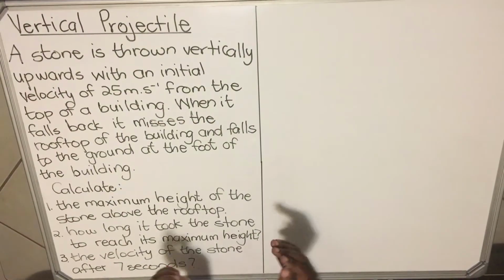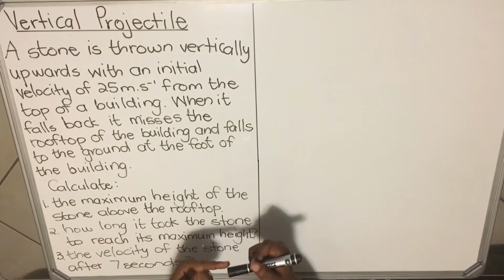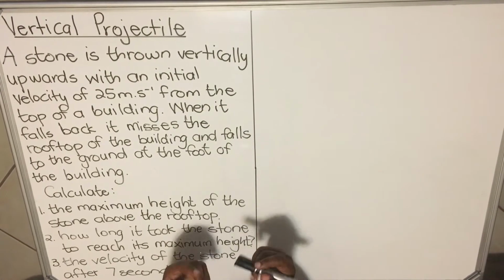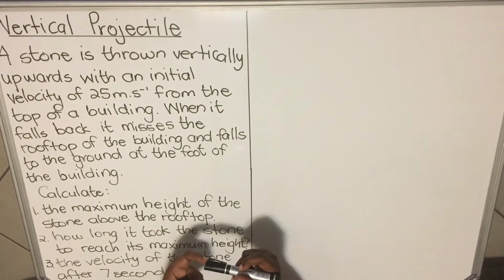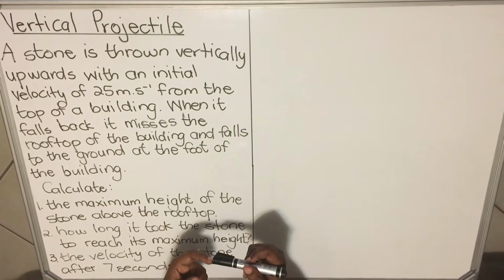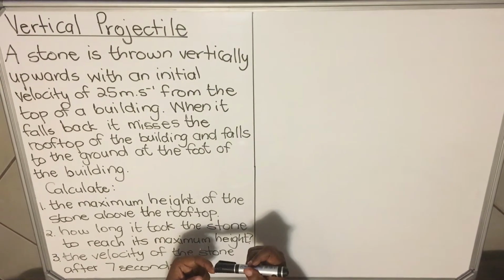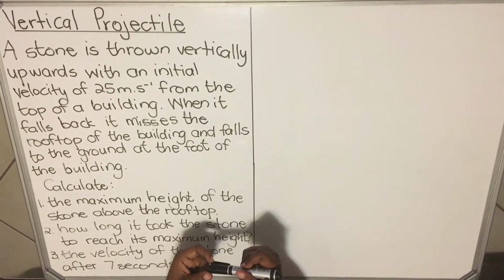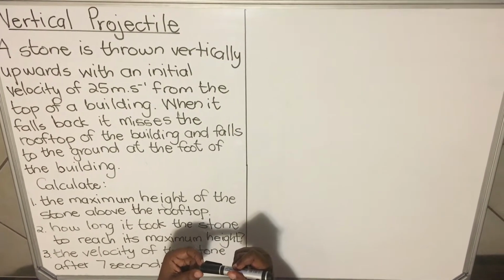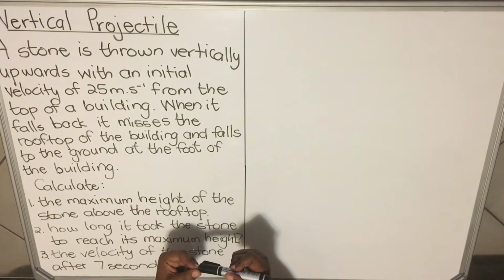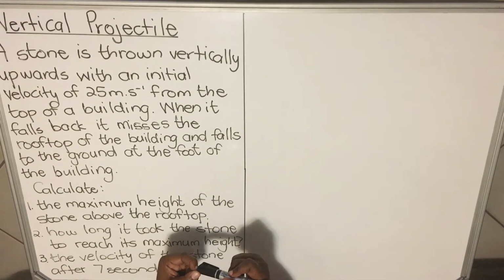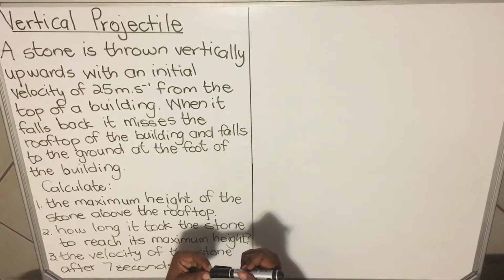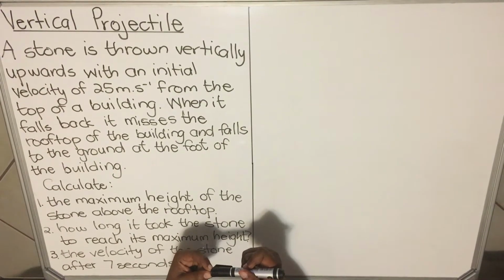Okay, when you get a question like this, you need to read it at least 3 times. When you read it the first time, you just want to know what the story is about. It says a stone is thrown vertically up with an initial velocity of 25 meters per second from the top of the building. When it falls back, it misses the top roof of the building and falls to the ground at the foot of the building.